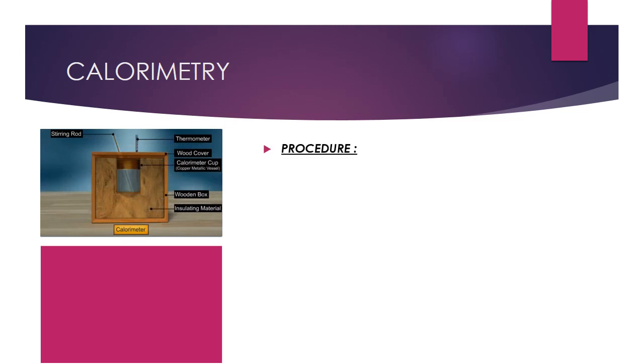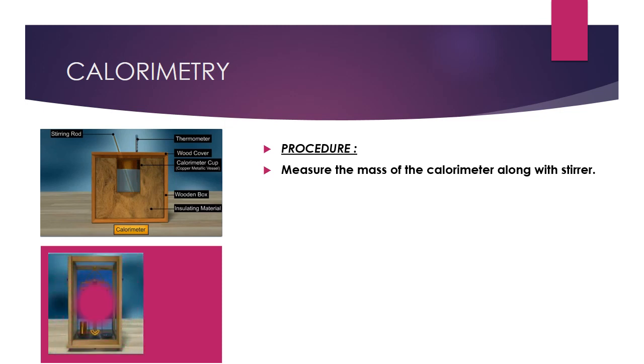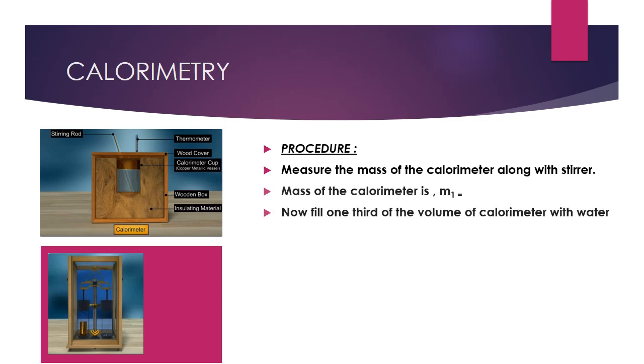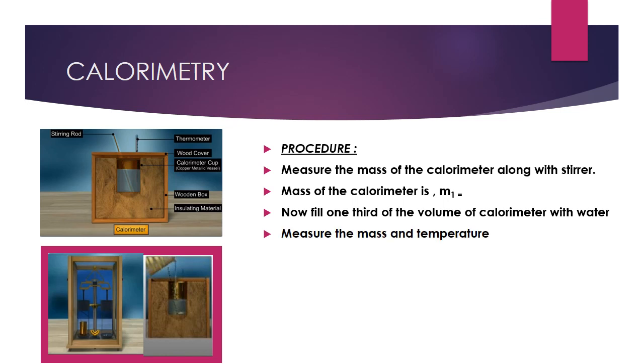So to do this activity, first of all we have to measure the mass of the calorimeter along with the stirrer using a simple balance. Note down the reading as the mass of the calorimeter, m1 grams, and now fill 1/3 of the volume of the calorimeter with water. So what you have to do? You have to fill the water 1/3 of the calorimeter.